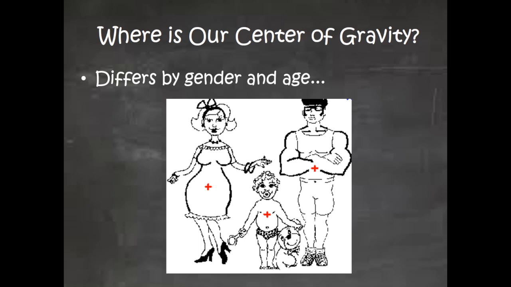Children have a high center of gravity because their heads are typically large in comparison to their bodies. This is why children are usually unstable while walking. Women's center of gravity is lower than men's center of gravity because women generally carry the most weight around their hips, and men carry the most weight around their chest.